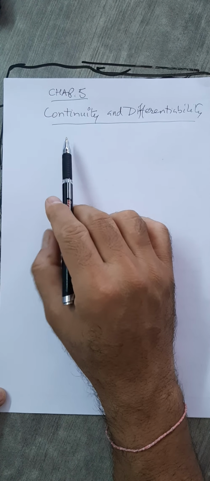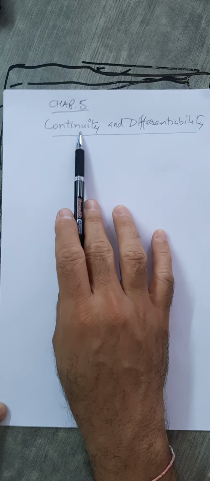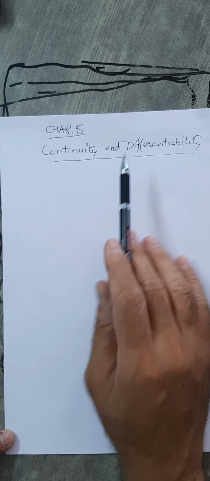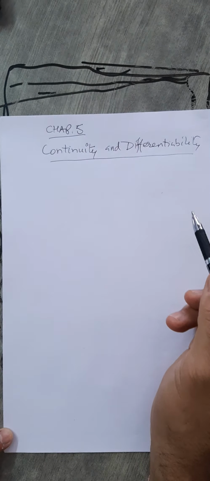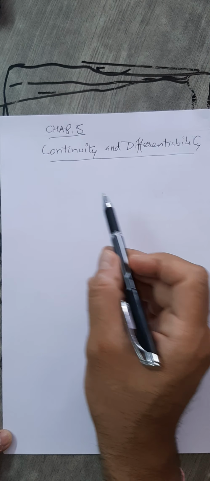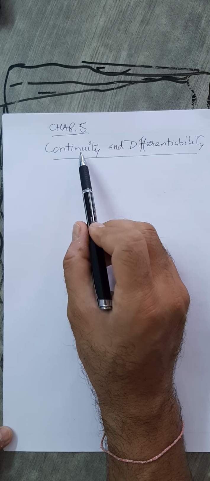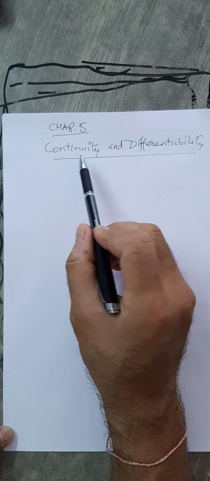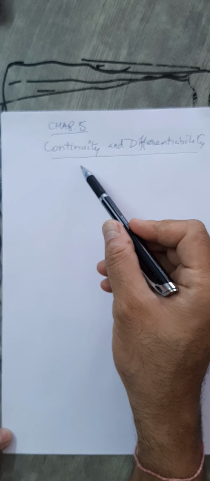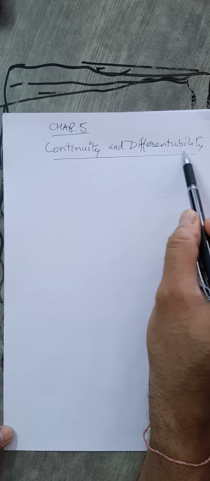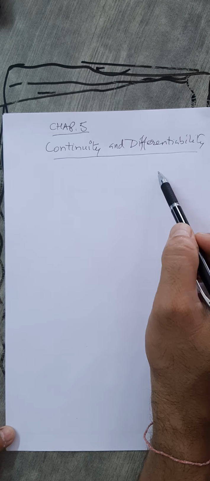Chapter number 5 now, which is continuity and differentiability. This is a very important chapter we have in 12th standard. There are two parts in this chapter. The first part is about continuity of a function. That is, we are going to check whether the given function is continuous or not. And the second part is about differentiation and its application.